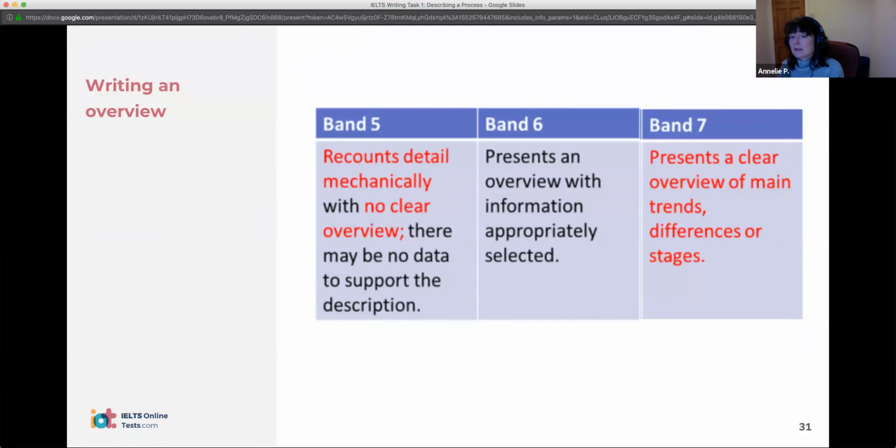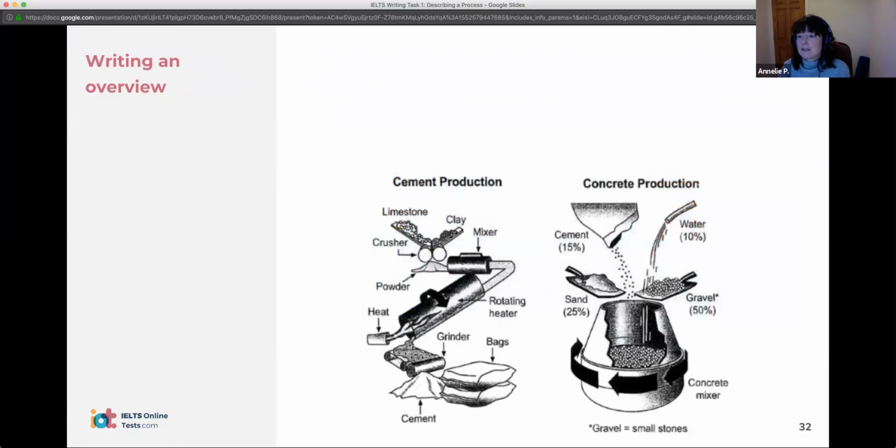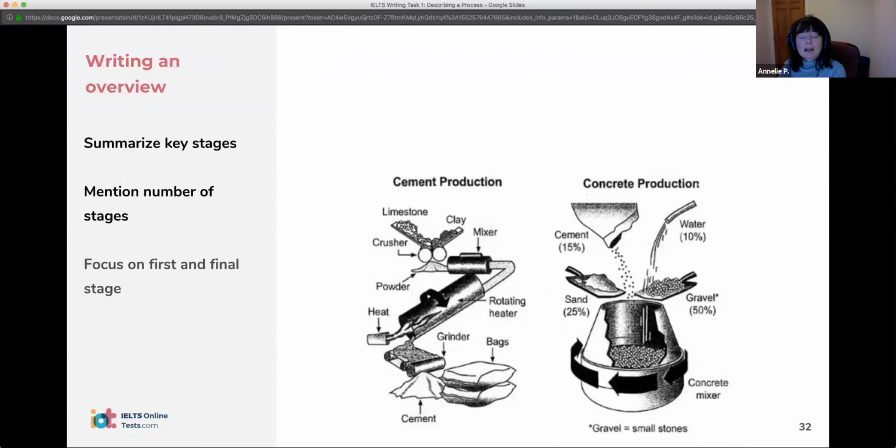To get a 7, you have a clear overview. One of the ways to make it clear is in a separate paragraph, and you've really highlighted the main trends, the main differences. So the overview is quite critical in Task 1. So let's look at how to write an overview for our cement and concrete production, summarizing the process. As Atir mentioned earlier, the number of stages is very important to mention. And we can mention specifically the first stage and the last stage.